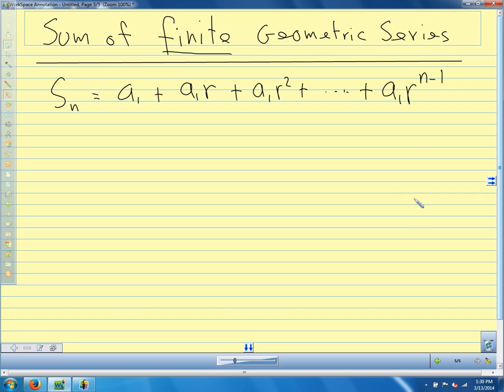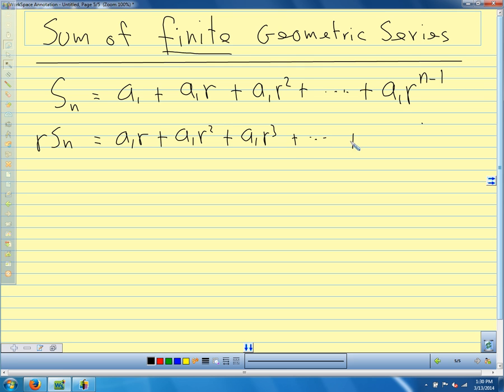Now our trick for this one, we're not going to write this one backwards like we did for our arithmetic sequence, but we're going to multiply this by r. So r S sub n. When I multiply this, I get a sub 1 times r plus a sub 1 r squared, plus a sub 1 r to the third, plus dot dot dot, plus, and when I multiply this by r, I add 1 to the exponent, I get a sub 1 r to the n.